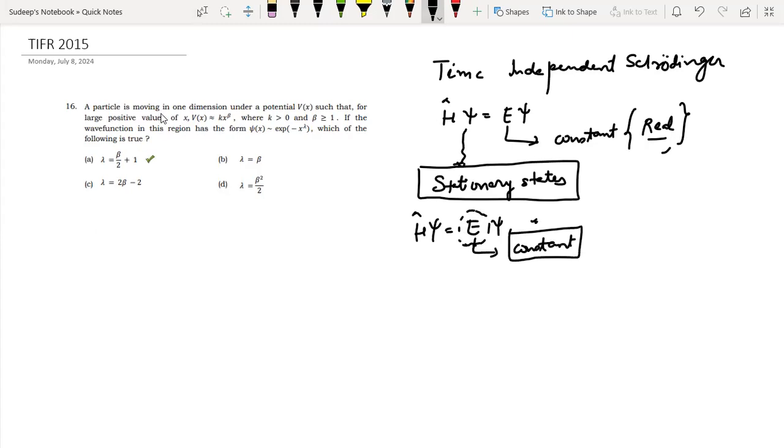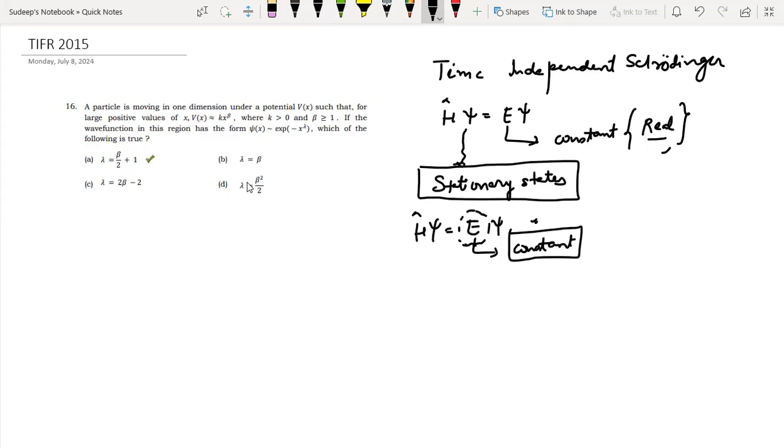The question given to us is that a particle is moving in one dimension under a potential V(x), such that for large positive x, V(x) equals K x raised to power beta, where K is greater than 1 and beta is greater than or equal to 0. If the wave function in this region is of the form psi(x) equals exponential of minus x raised to power lambda, which of the following is true?